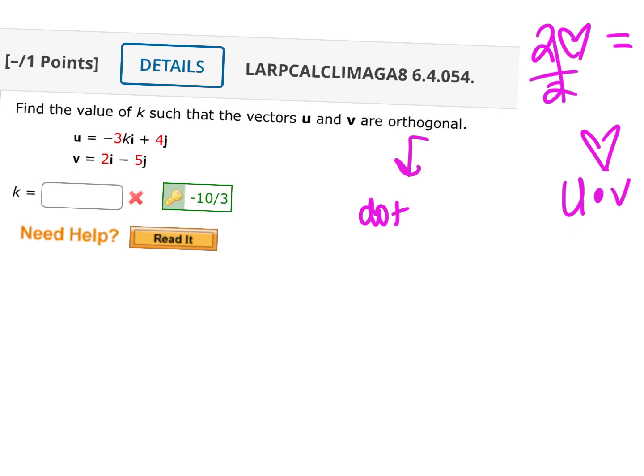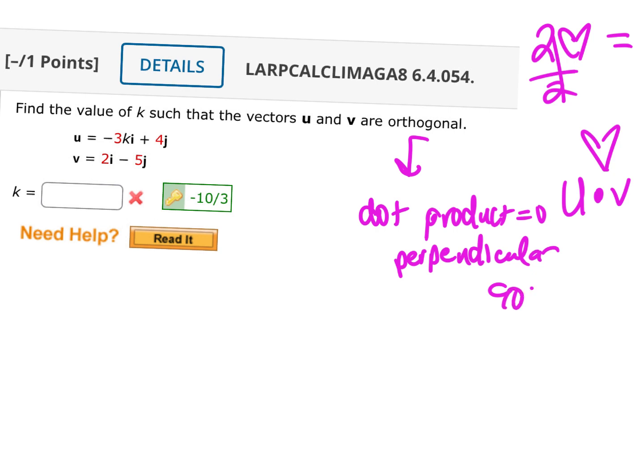They're perpendicular. Good. Very good. Their dot product equals what? Okay, that's important to know. This means perpendicular. They meet perpendicular. They meet at a 90-degree angle, yeah? So you'd have to find the dot product.